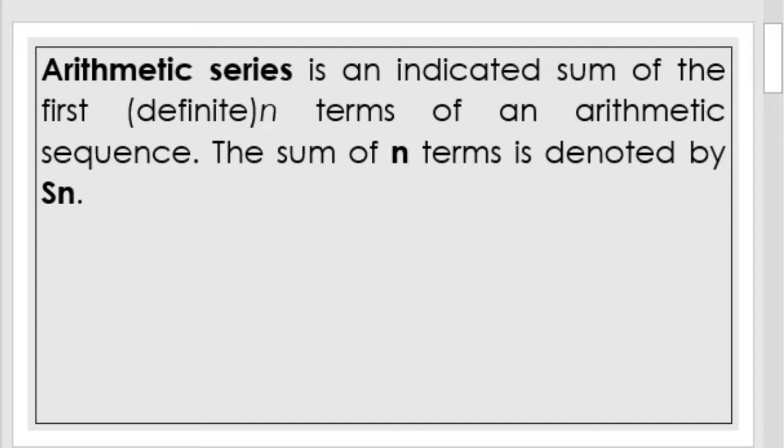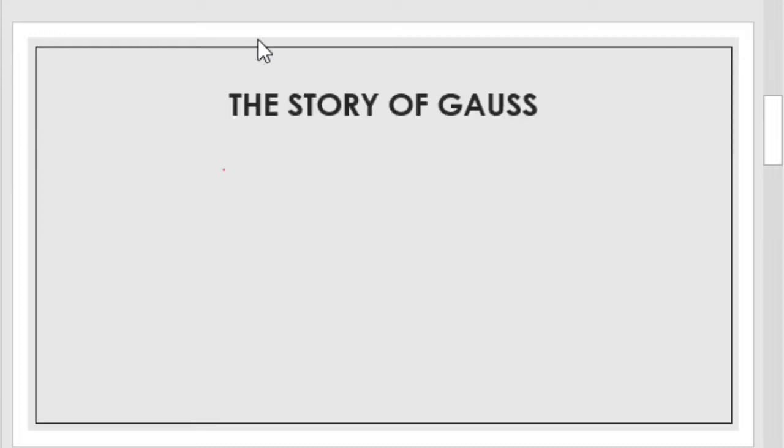So our topic today is about finding the sum of the terms of an arithmetic sequence. The sum, we call that a series. So arithmetic series for arithmetic sequence. Now the sum of the n terms is denoted by S sub n. Now before we solve problems about arithmetic series, let's talk about Gauss first.